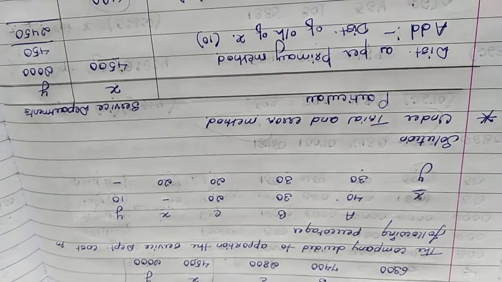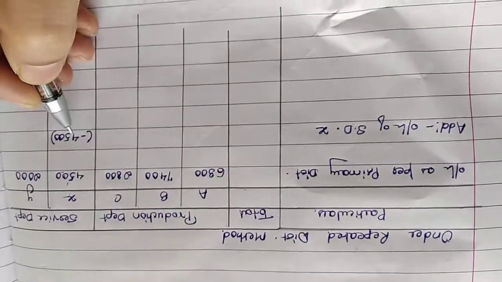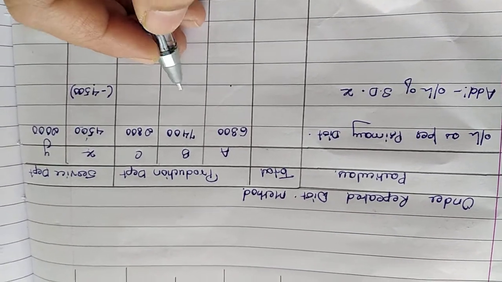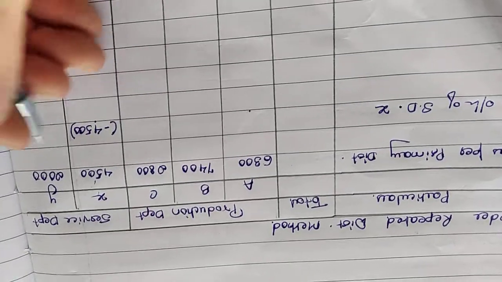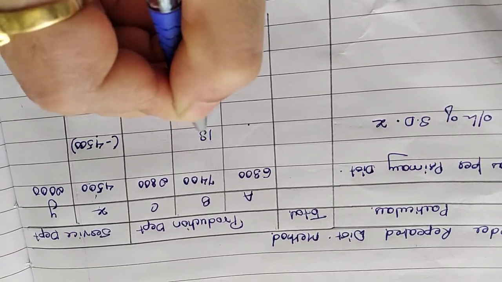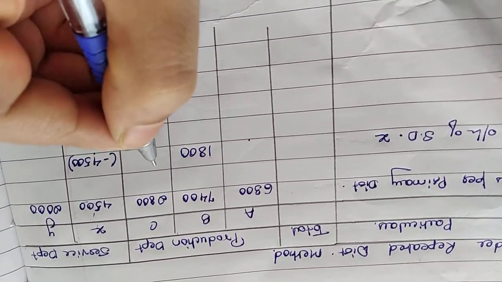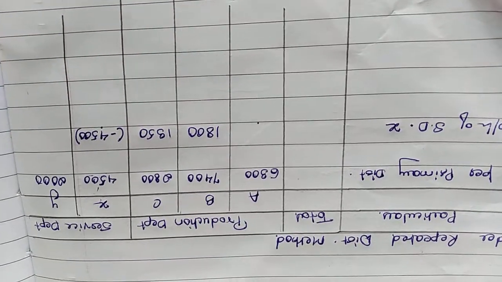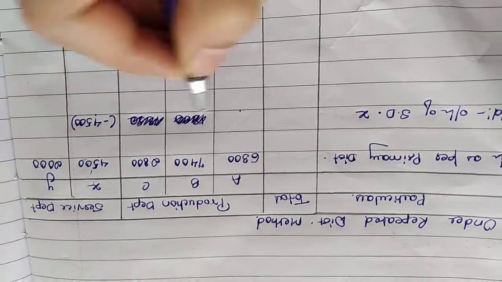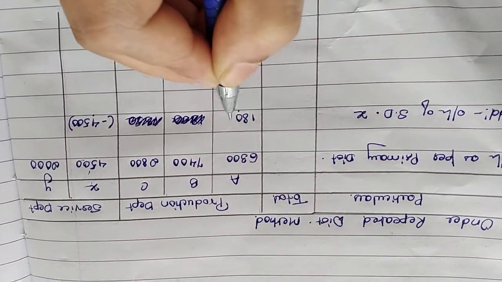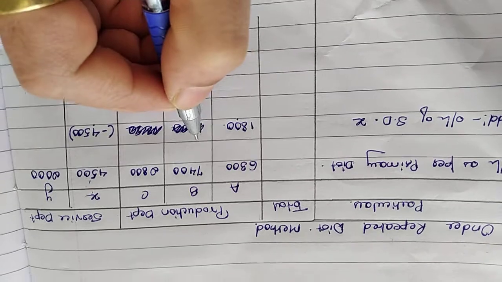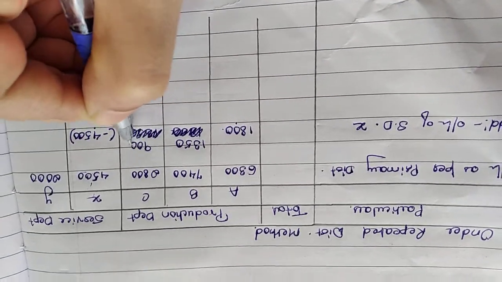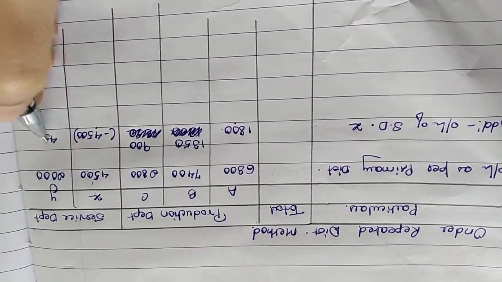So I will calculate it. 40% of 4,500, and I will write over here. I will calculate 30% of 4,500 and write over here. The 40% of 4,500 comes to 1,800. The 30% comes to 1,350. Slight mistake, yes. Under A, 40% will be 1,800. Under B, 30% will be 1,350. Under C, the 20% will be 900, and under Y the 10% will be 450.